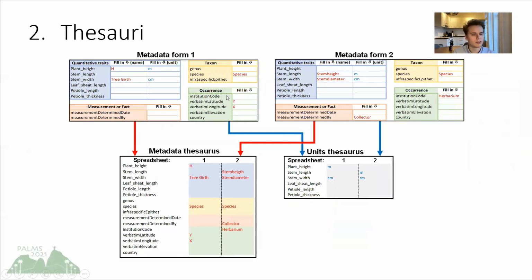As explained, these feed into these 2 different thesauri. So here we have an example of 2 metadata forms from 2 different data sets. And as we see here, the column headers are fed into the metadata thesaurus, where one column is used for one metadata form, and this is the same for the units.